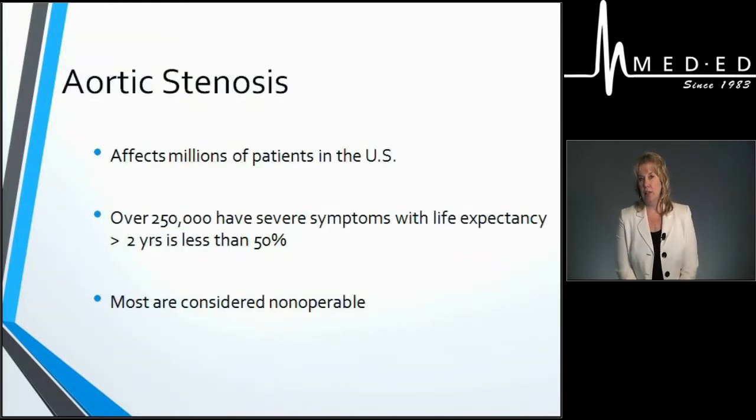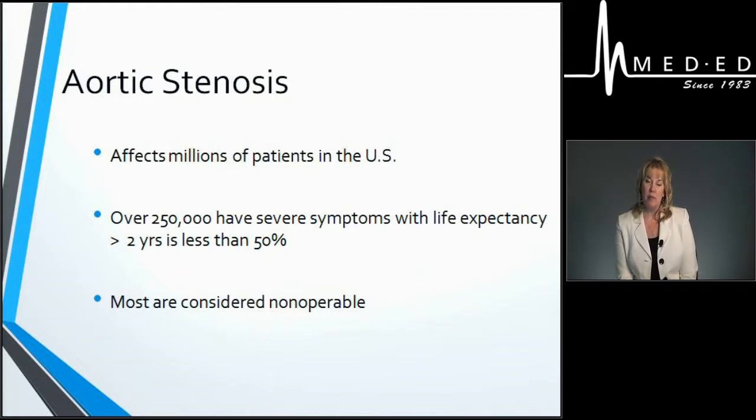So specifically looking at aortic stenosis, it affects millions of patients in the U.S. So again, uncontrolled hypertension, it's the most common type of valvular disorder with elderly patients, usually results from calcification of the valve leaflets, affects over 250,000 people that have severe symptoms of aortic stenosis, and once their symptoms become severe, then life expectancy greater than 2 years is less than 50%. So most people die within 2 years once the stenosis becomes significant.